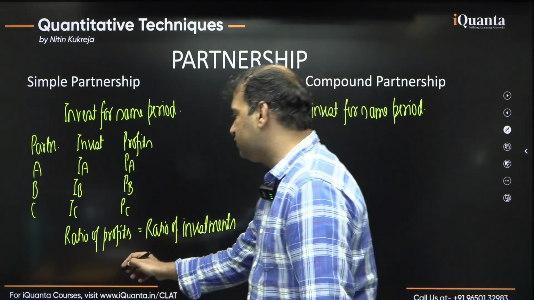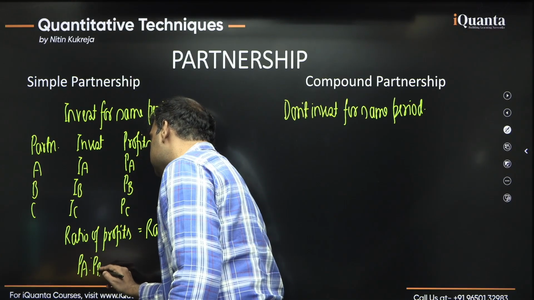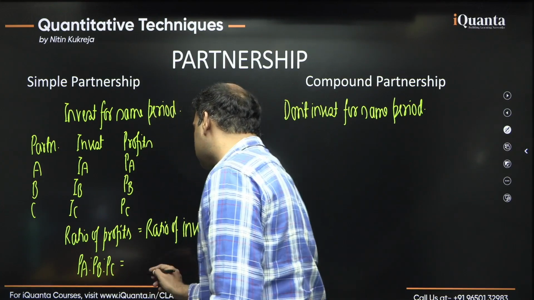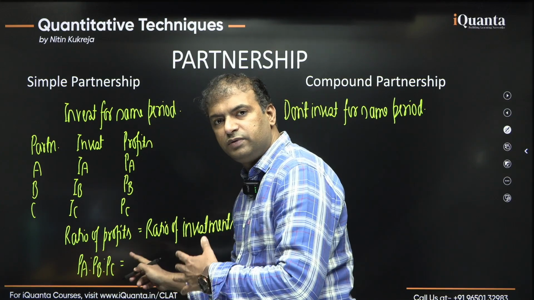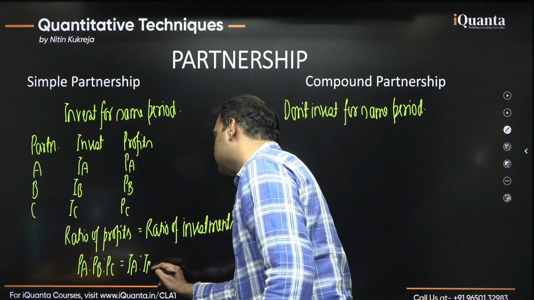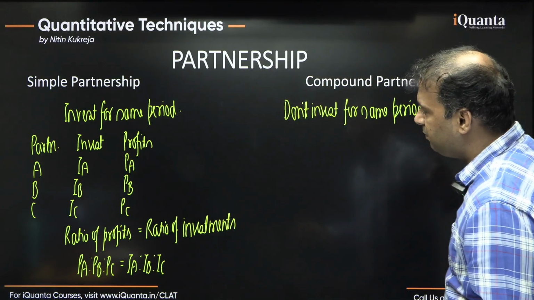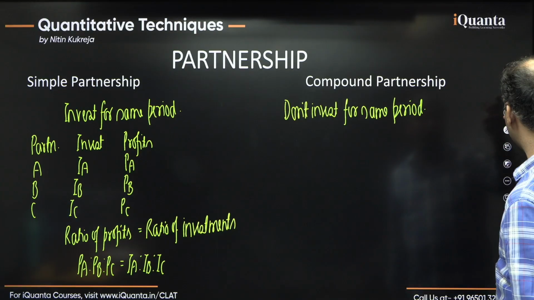So in this case, we have three partners and their profits are PA, PB and PC. We shall say that the ratio of their profits is equal to the ratio of investment. That means PA : PB : PC has to be IA : IB : IC, that is, the investment ratio. Simple. Let's understand with the help of one example, and then I'll come back to the compound partnership as well.